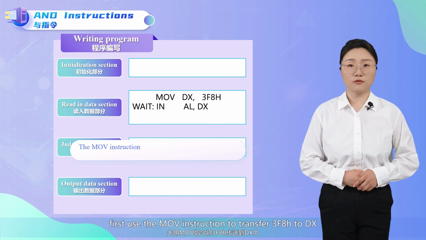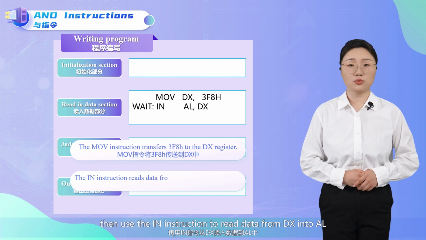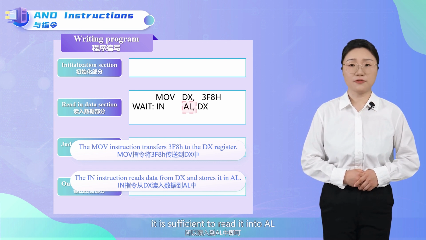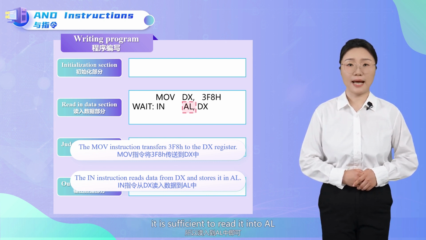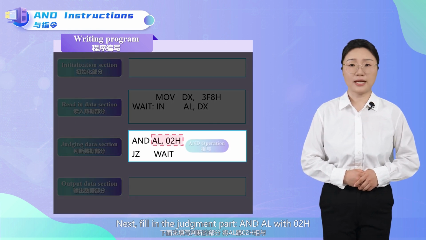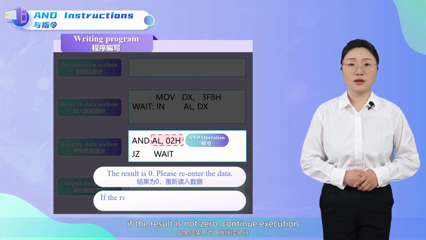First, use the MOV instruction to transfer 3F8H to DX. Then, use the IN instruction to read data from DX into AL. Since the problem requires reading a byte, it is sufficient to read it into AL. Next, fill in the judgment part, AND AL with 02H. If the result is 0, read the data again. If the result is not 0, continue execution.